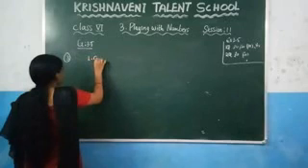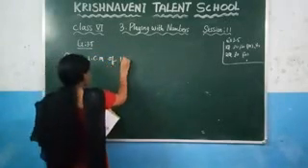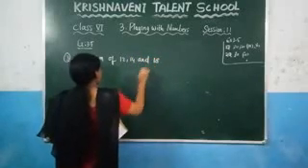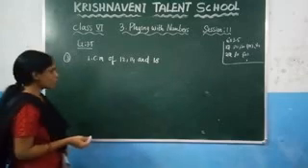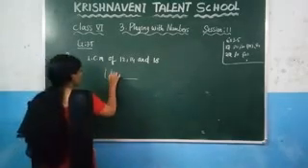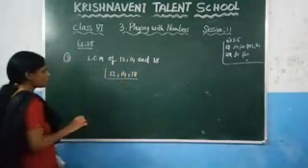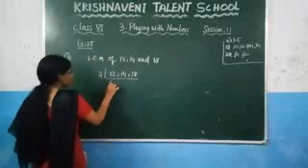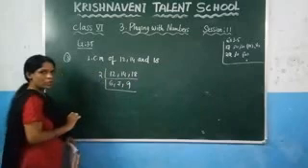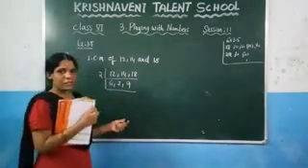LCM of what are the values given? 12, 14 and 18. You can use any of the methods, either the prime factorization method or the division method. Here we do the division method with 12, 14 and 18. In which table will you get these? 2 6s are 12, 2 7s are 14, 2 9s are 18. You can observe that these three values are not all divisible by any other number.